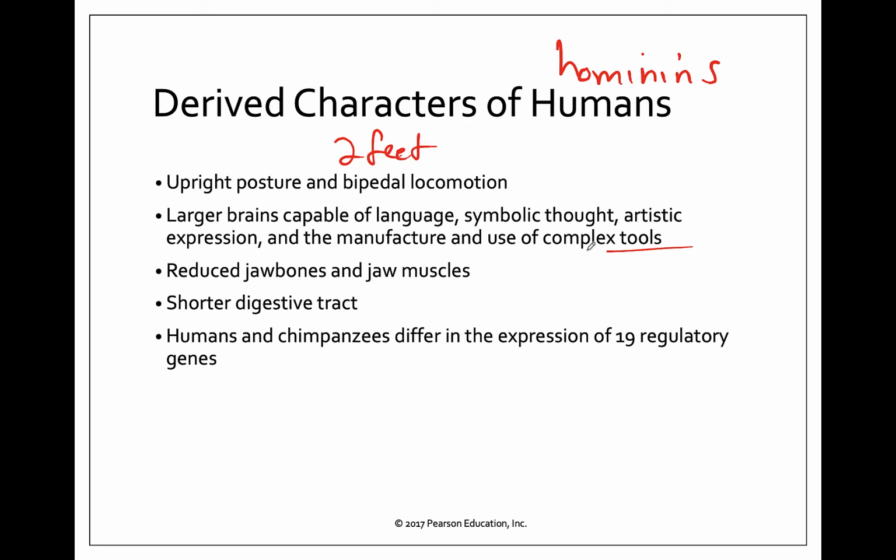So if you look at a human face versus a chimpanzee or a gorilla, we have a smaller jaw. Our face is a little bit flatter. The muscles that control our jaw are a little bit smaller. The digestive tract gets a little bit shorter. And it's interesting that humans and chimpanzees differ by only about 19 genes. Humans and chimpanzees have about 98.2% of their DNA the same, and it's really about 1.8% of the DNA that is different. And that's enough to create a difference between humans and chimpanzees.